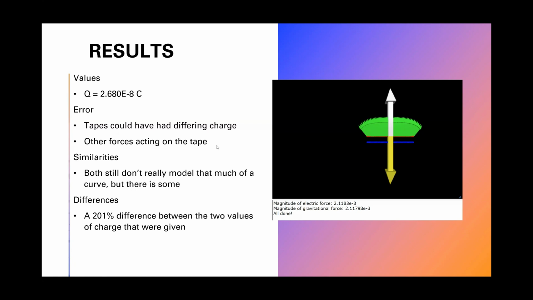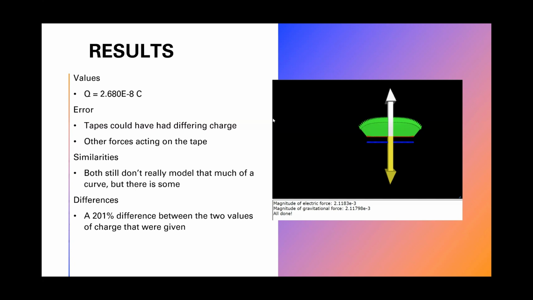Some sources of error could have been that the tapes could have had different charges when we were actually calculating this out, and that other forces were acting on the tape, such as air resistance. A similarity is that both models don't really show how much the tape would curve or any other interactions the tape would have geometrically. The difference is that there is a 201% difference between the two Q values given in either lab.